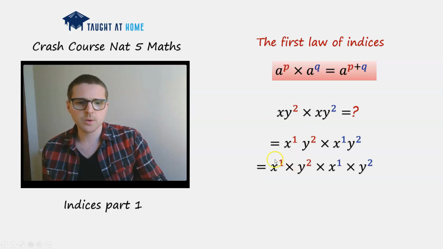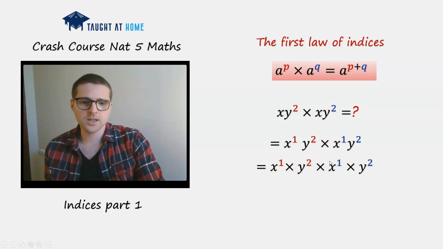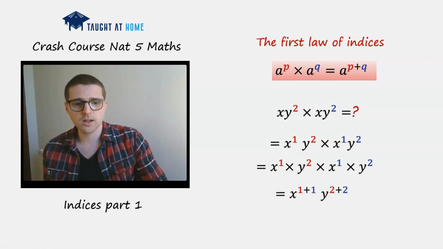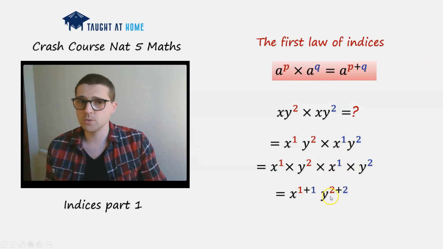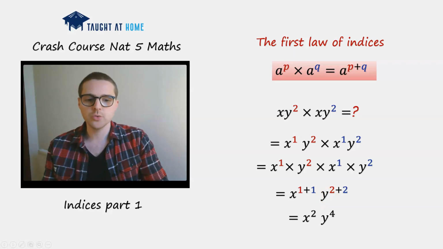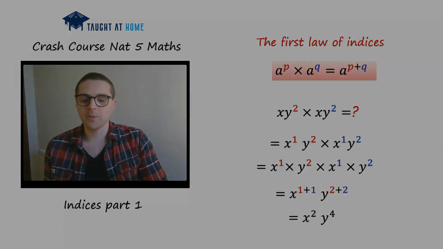And now we can see that we've got x to the power of 1 times x to the power of 1. So that's going to be x to the power of 1 plus 1, and the same with the y squared times y squared. So we've got y to the power of 2 plus 2. x to the power of 2 times y to the power of 4.